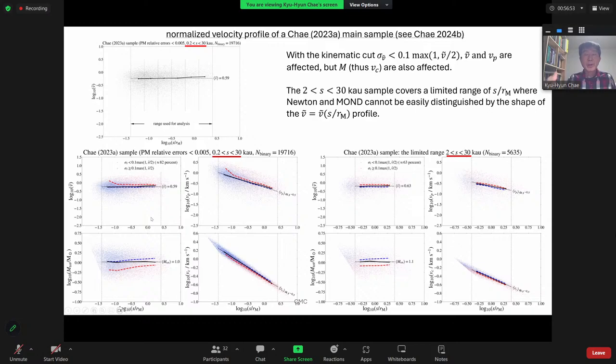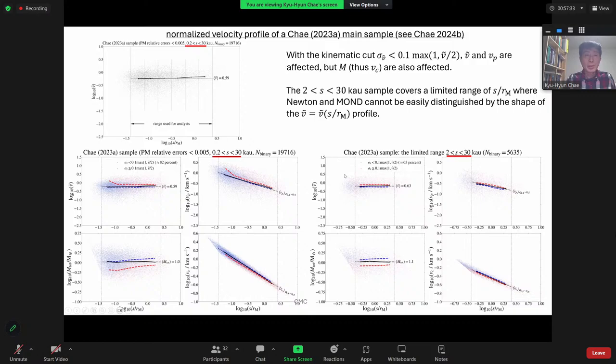So that's very interesting. Okay, now here I'm also considering a limited range, 2 to 30 kilo AU, because this is what Indranil considered. So the sample is just 5600. So it's close to, not the same as, Indranil's sample, that's about 8,000. So it's a little smaller, but of the same order of magnitude. In this case, the range is quite small compared to this.